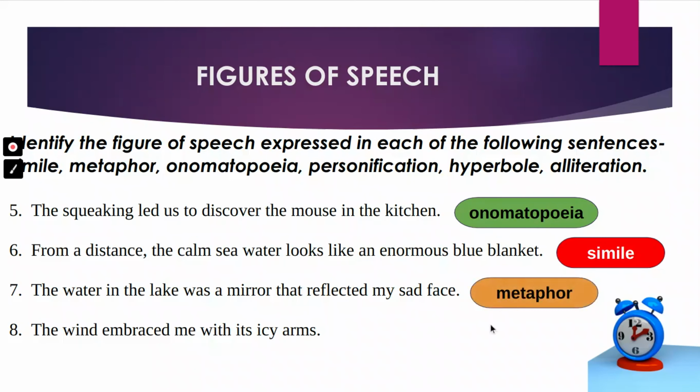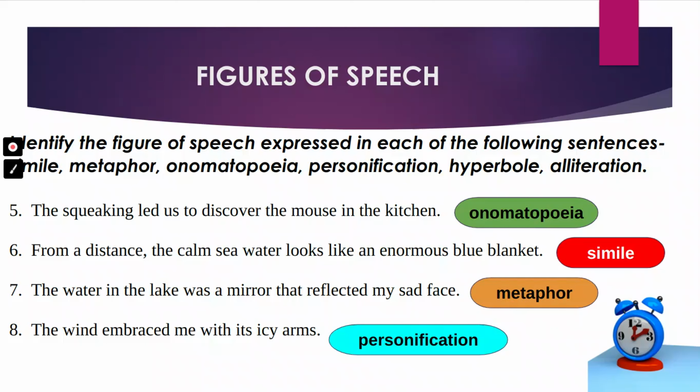And then finally, number 8, the wind embraced me with its icy arms. Now, in this case, we're making the wind behave like a person, giving the wind the ability to embrace. Now, what figure of speech allows a non human thing to behave like a person? Personification. You're giving the wind the human action of embracing. Well done.